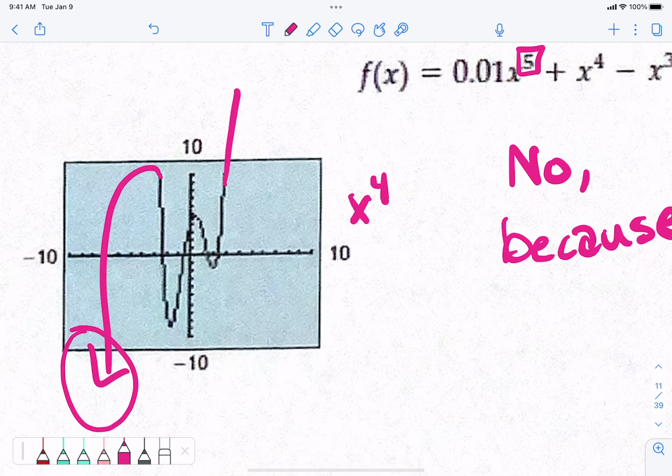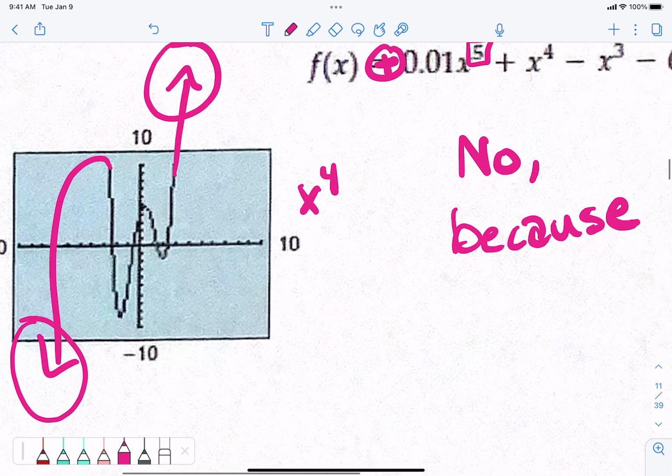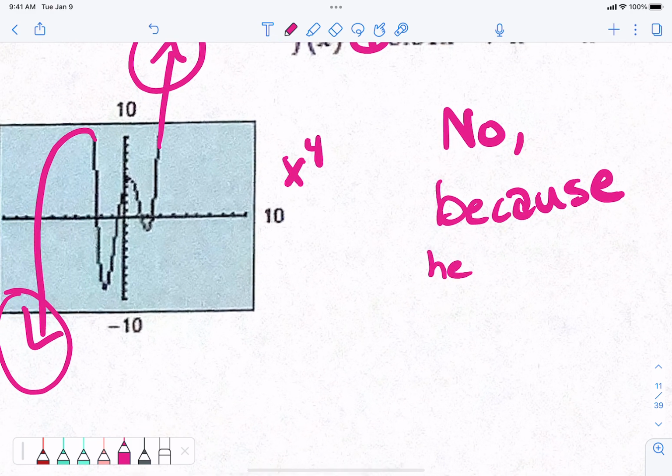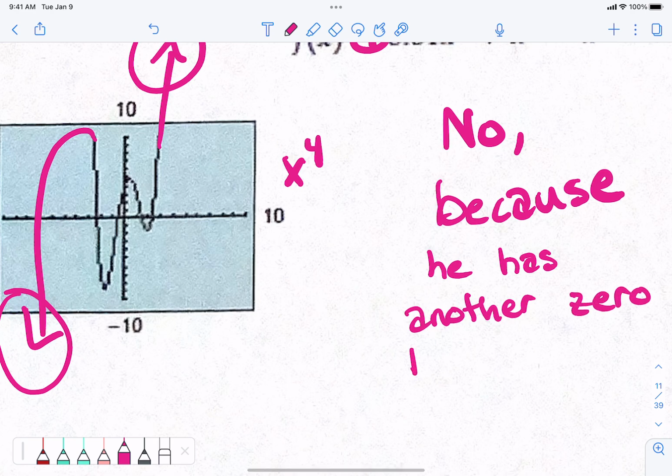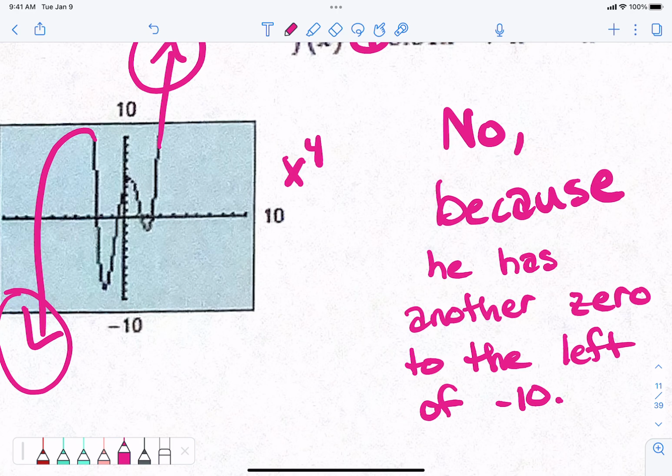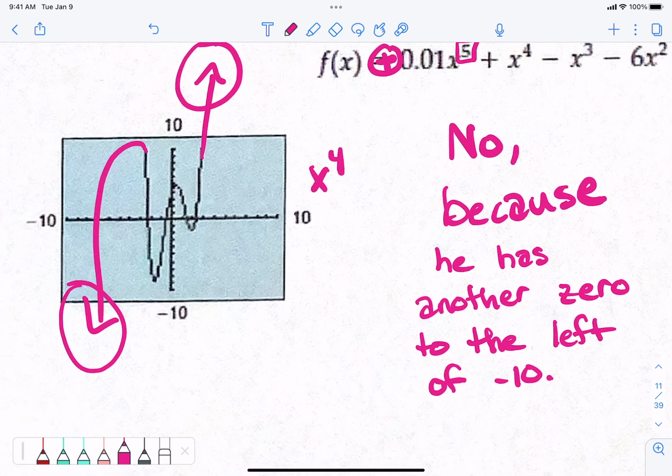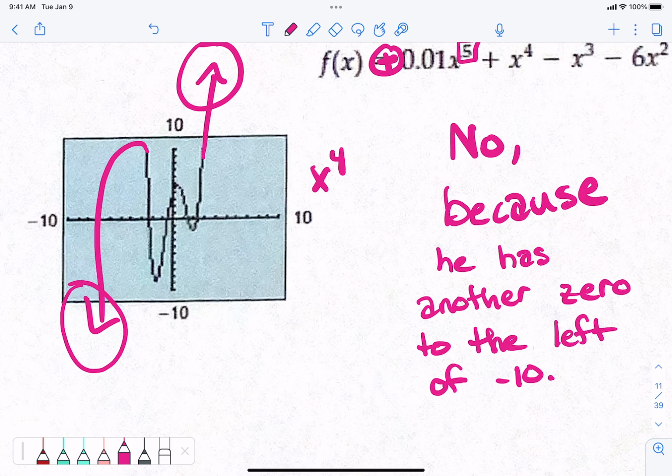So be down here and then be up here, because that would be positive, right? He is positive x to the fifth power. Okay, so he should go over there. So no, because he has another zero to the left of negative 10, right? He has to have a zero to the left of negative 10. Maybe it's all the way out at negative 100. I have no idea, but I know it's outside of negative 10 because that's the range they give me, right? I know that has to be a thing, okay? Good? Great. All right, there you go.